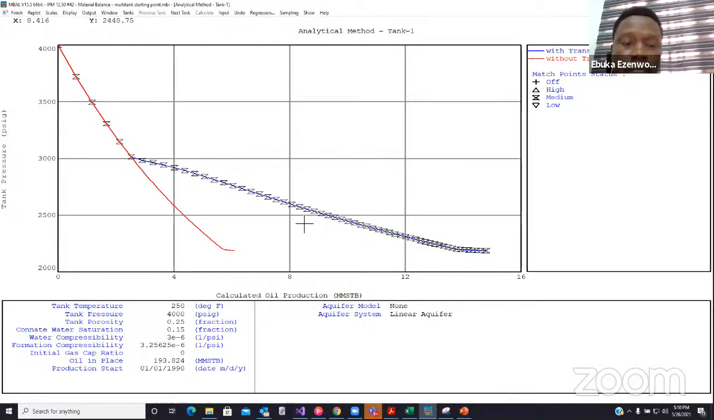So if you notice, if I didn't bring transmissibility into this history matching, it's going to be difficult to match this other point, because the plot without transmissibility is already going down, while the one with transmissibility was able to match the pressure behavior down. So at this point, to ascertain the accuracy of the model, you can proceed with your pressure simulation.